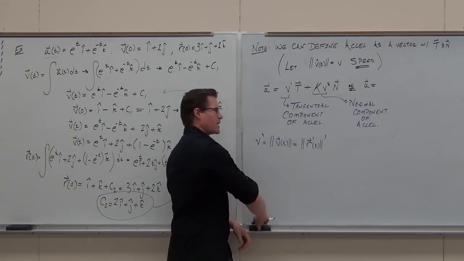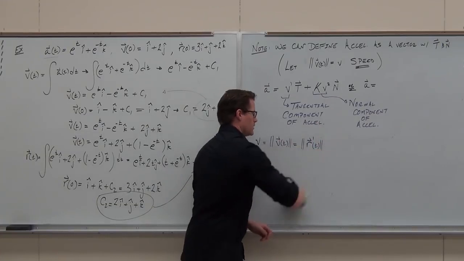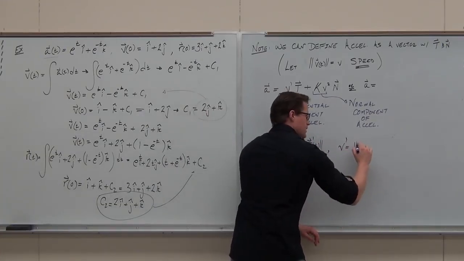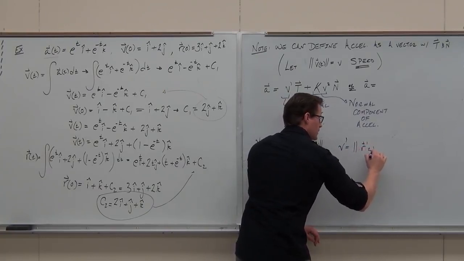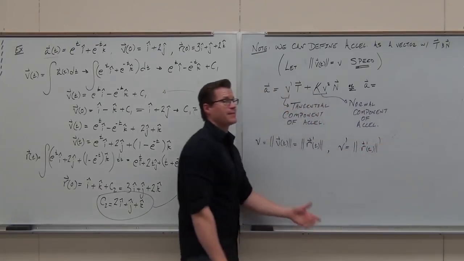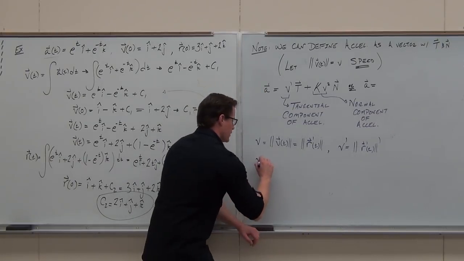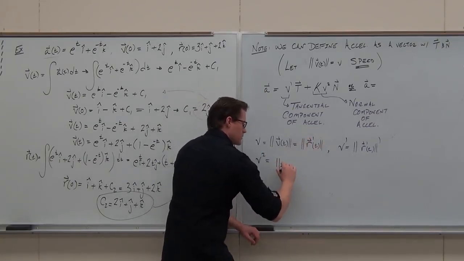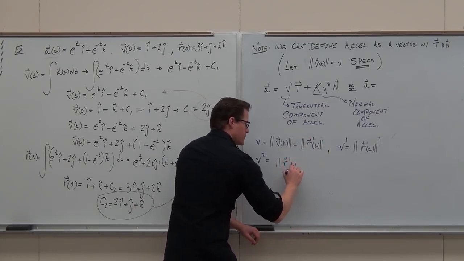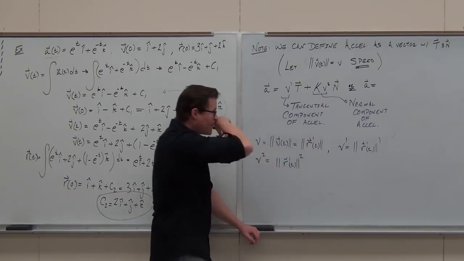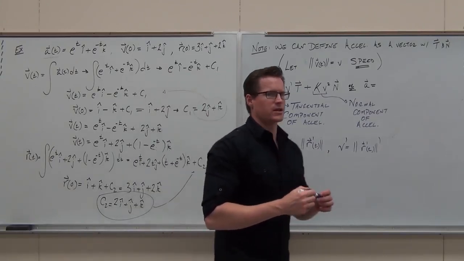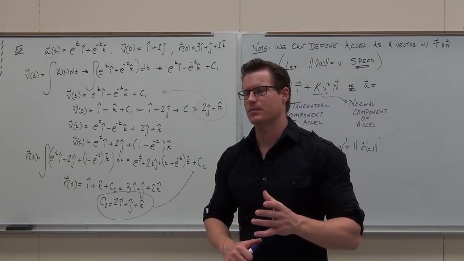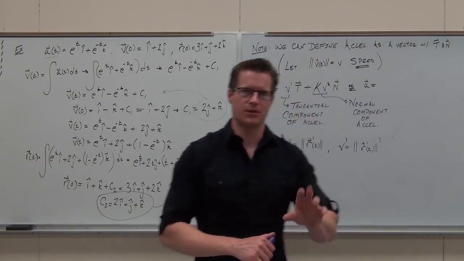So then I'm going to rewrite it. Therefore, v prime is the derivative of that nice little piece. V squared would just equal the magnitude of the first derivative squared. Here's the point I'm trying to make. We are not going to do an example. They take a long time. But I want you to notice something.